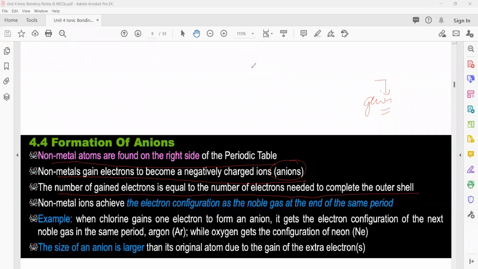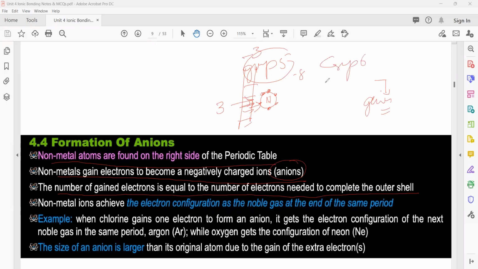For example, if you are talking about group 5, all the atoms in group 5, how many electrons do they have in the last shell? They have 5. So how many do they need to complete the last shell? They need 3 more, because the total can be 8. So all the elements in group 5 need 3 electrons. So they will become charge negative 3.